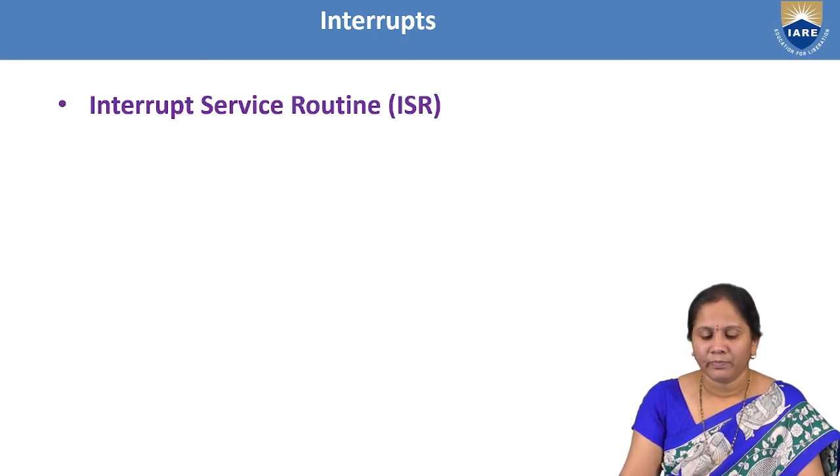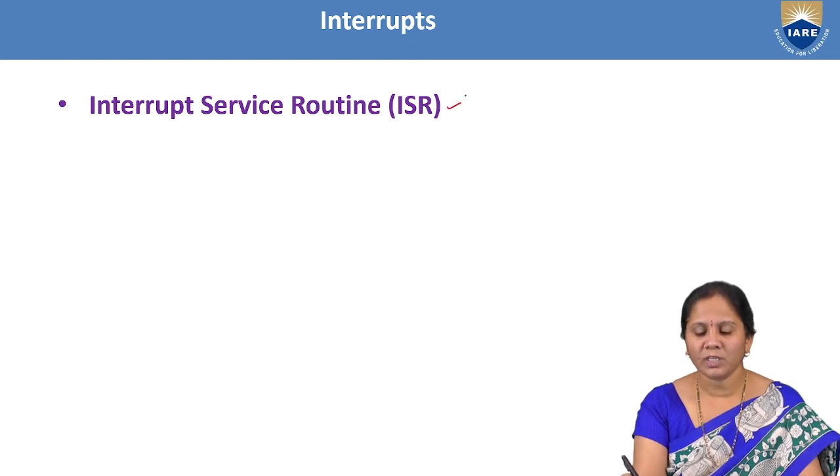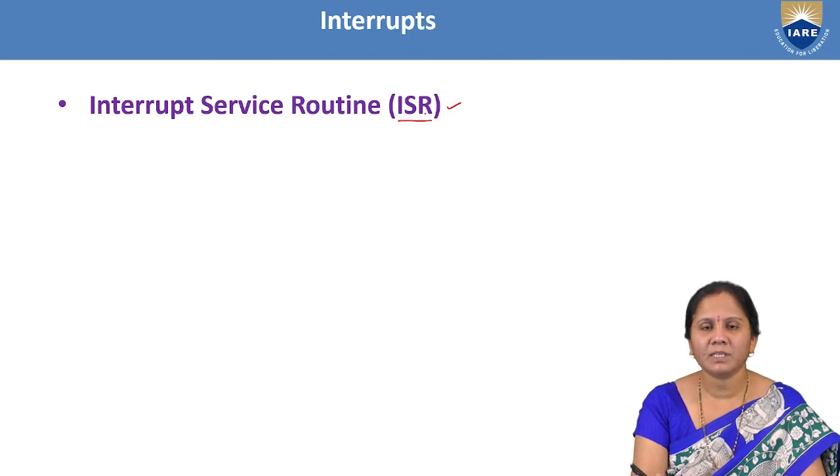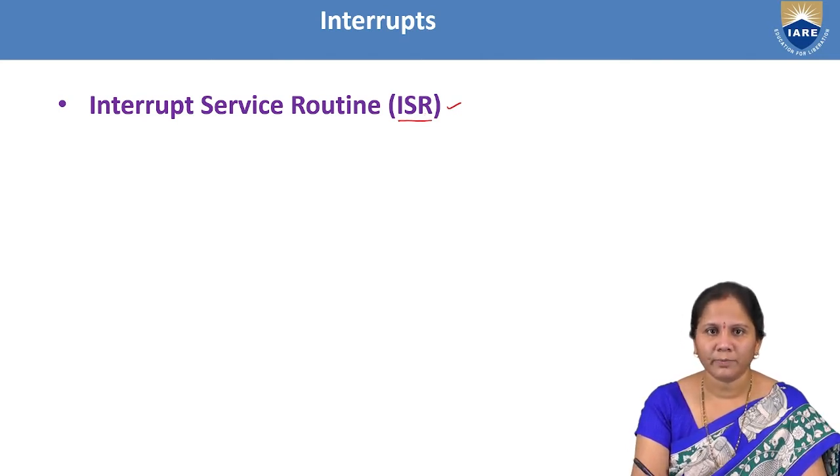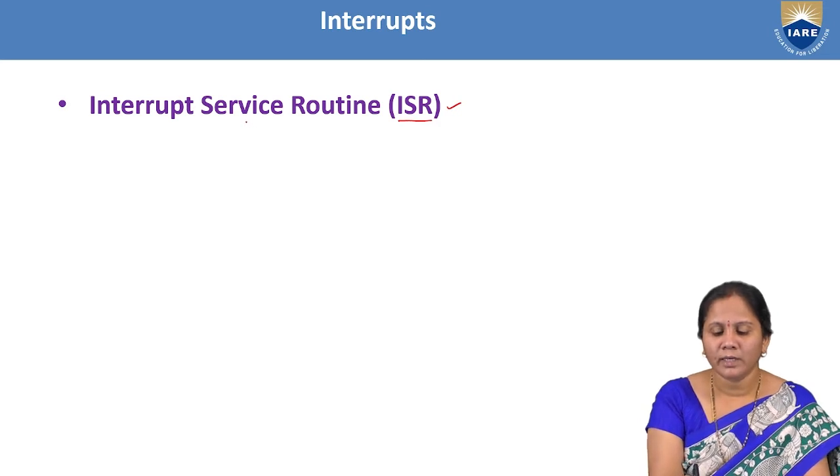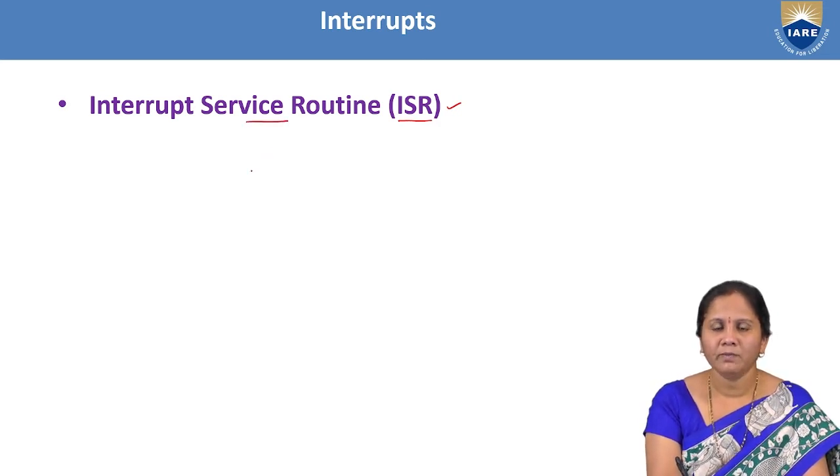Now, what is meant by interrupt service routine? We can also call this interrupt service routine a subroutine or procedure. An interrupt service routine is a small program which consists of some set of lines, and it will generally be executed when an interrupt arises.